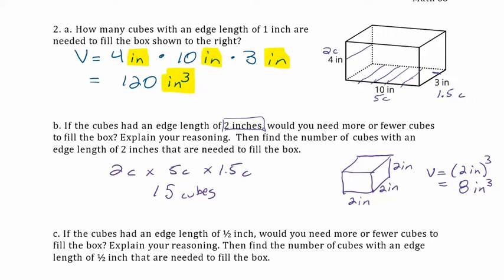Now I know the volume inside this box is 120 cubic inches. So if one of these cubes takes up 8 cubic inches, how many of these cubes could I get in this box if I could cut them? Some of you may have done it without being able to cut them, which is clever as well. So the number of cubes I could fit would be 120 cubic inches divided by 8 cubic inches. How many of those 8 cubic inches will go in there? So hopefully 120 divided by 8 is 15, which it is. So 15 cubes would fit in there.